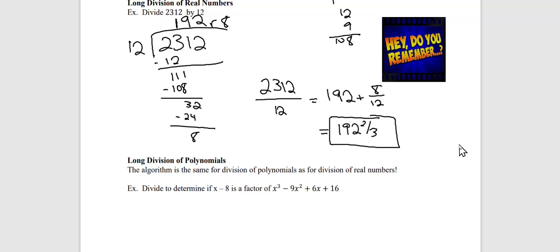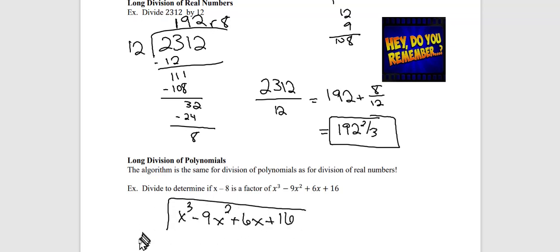The algorithm for dividing polynomials using long division is exactly the same as the algorithm for dividing real numbers using long division. Whatever we are dividing by, so it says divide to determine if x minus 8 is a factor of that. We put the x cubed minus 9x squared plus 6x plus 16 inside the house, and outside is the x minus 8.